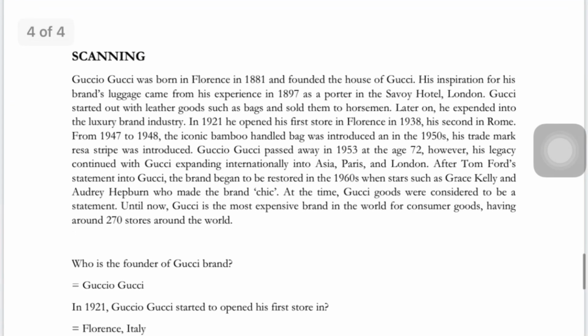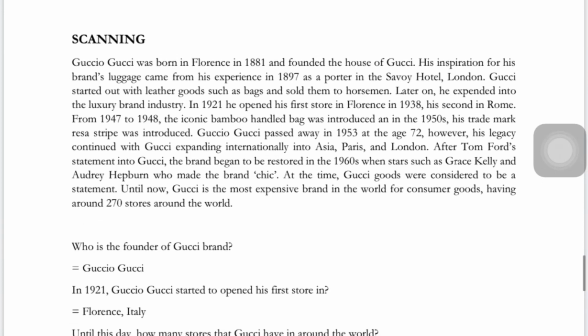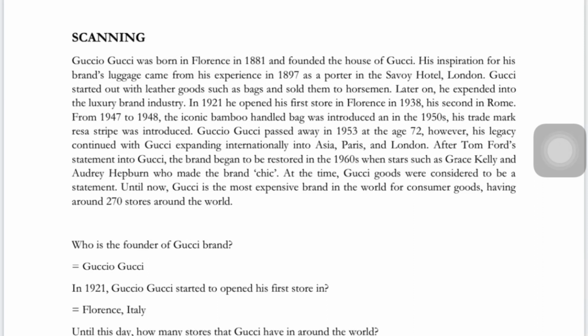Next, we are going to the second text that is related to fashion too, like the skimming one. So Guccio Gucci was born in Florence in 1881 and founded the house of Gucci. His inspiration for his luggage brand came from his experience in 1897 as a porter in the Savoy Hotel, London. Gucci started out with leather goods such as bags and sold them to horsemen. Later on, he expanded into the luxury brand industry.